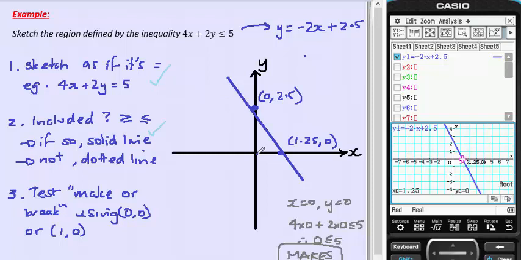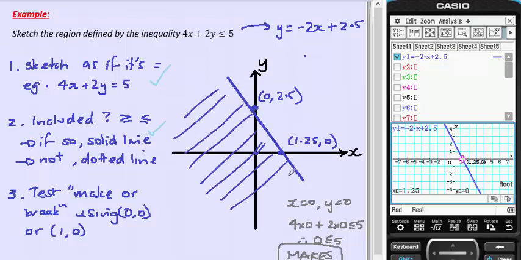So if this is in the region, then my region must be this region here. Now if the origin broke the rule, then the origin's not in my desired region, and therefore my region would be the region this side of the line, including the line, because remember, we've got that including sign there.